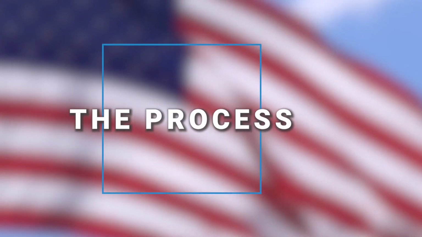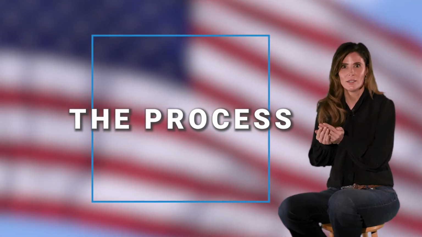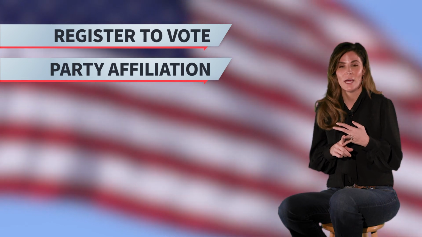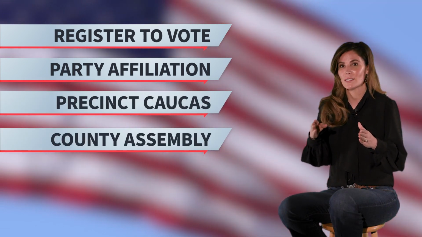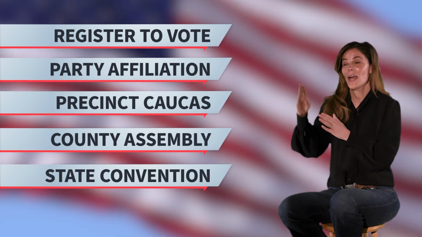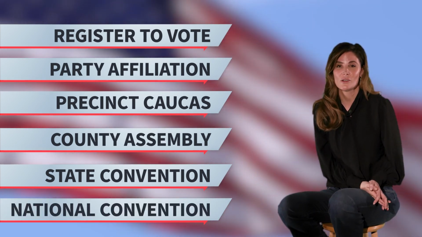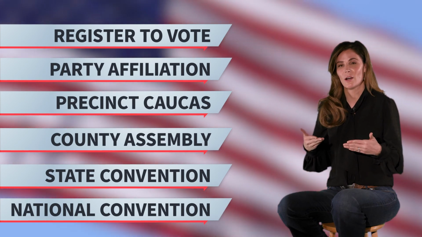So we need to understand how candidates get onto that ballot in November 2022. It starts in the spring. You've got to register to vote, pick your party affiliation, go to your caucus. After your caucus, the county assembly happens, then the state convention happens, and then on presidential election years, we have our national process, the national convention. And that's really how we get our candidates.